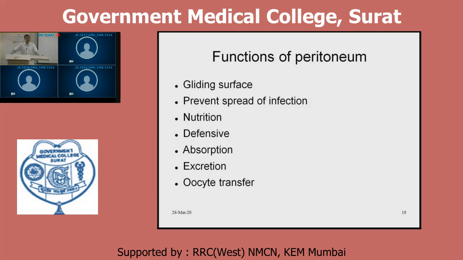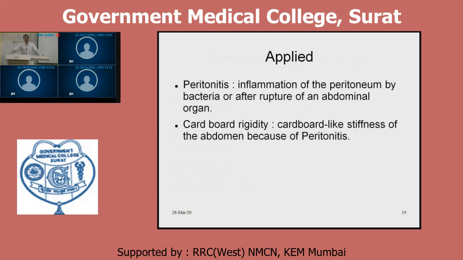Now, applied part. Peritonitis. Simple. Generalized peritonitis is an inflammation of the peritoneum by bacteria. The reason may be inflammation or infection. Inflammation due to rupture of the stomach: acid will come out, and it will cause inflammation of this peritoneum. Infection because of any bacteria may again cause this peritonitis.